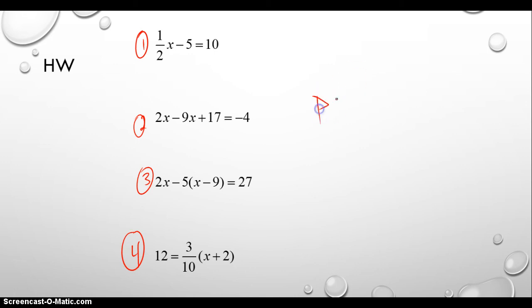Remember, PEMDAS. Remember, you're working backwards when you're trying to isolate the variable when there's more than one step. Okay? We want a positive 1 coefficient. Okay, so think about how you can get that.